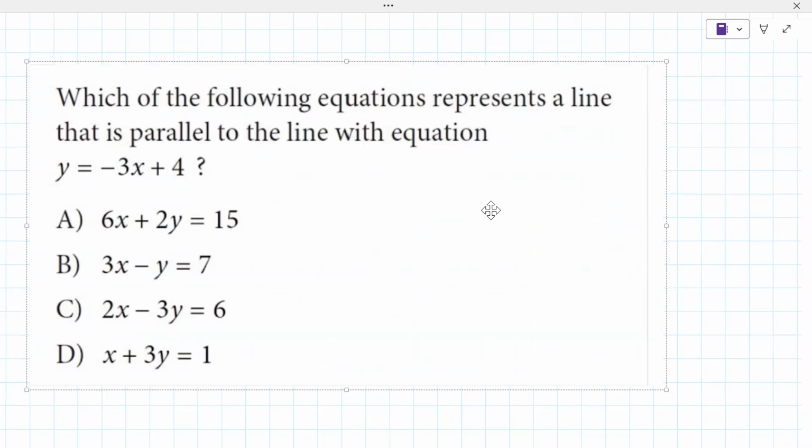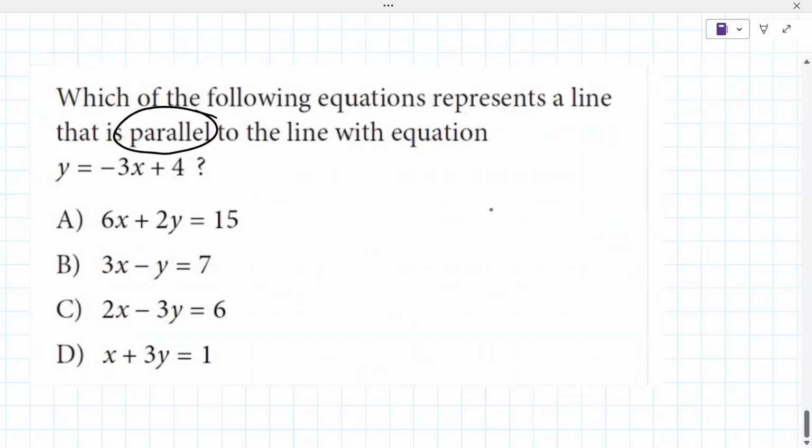Which of the following equations represents a line that is parallel? Parallel means that it has to have the same slope. Right. Okay. And unfortunately, you have to solve each of these for y to get the slope. But you can stop when you find the right one. I don't have a good answer for you here, but you do have to solve for y in each of these. So why don't you solve the first one for y and let me know what you come up with, and then we'll look at the next couple together if we need to.